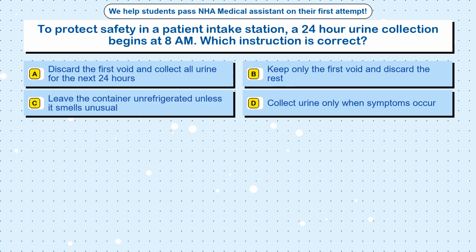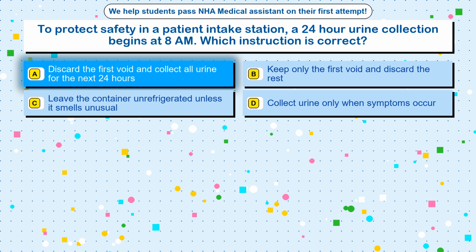Question 98. To protect safety in a patient intake station, a 24-hour urine collection begins at 8 a.m. Which instruction is correct? Option A, discard the first void and collect all urine for the next 24 hours. Option B, keep only the first void and discard the rest. Option C, leave the container unrefrigerated unless it smells unusual. Option D, collect urine only when symptoms occur. The correct answer is option A, discard the first void and collect all urine for the next 24 hours.